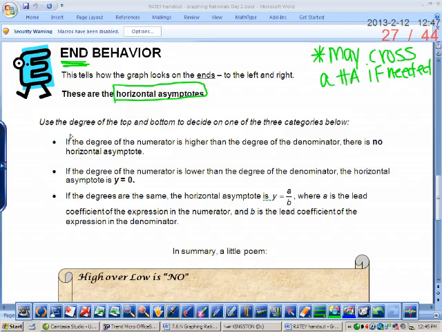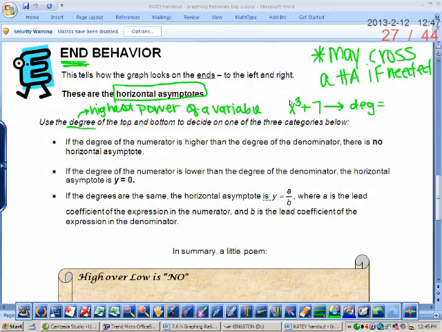And each one is based off the degree of the top and of the bottom. Does anyone know what the degree of a polynomial is? Isn't that the power that it's due? Yeah, so the degree of a polynomial is the highest power of a variable. So for example, if I had x³ + 7, what's the degree? 3. It's the power of your variable.